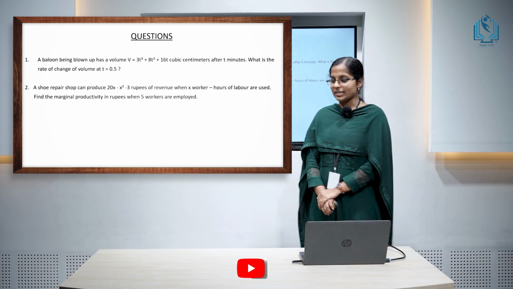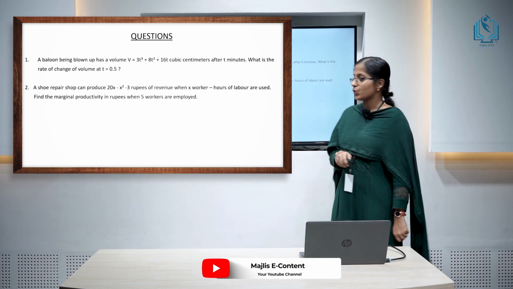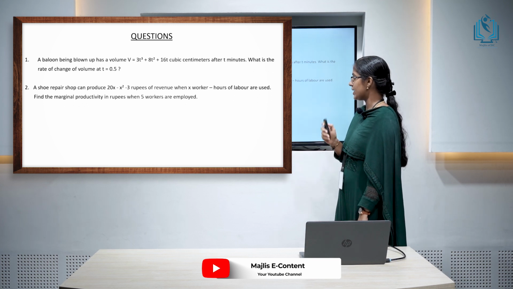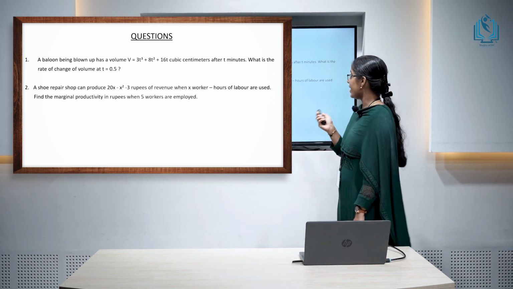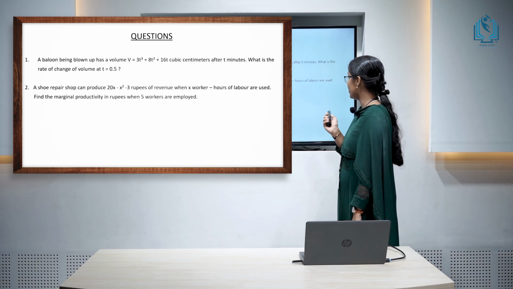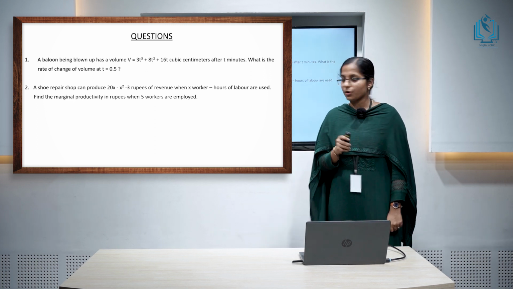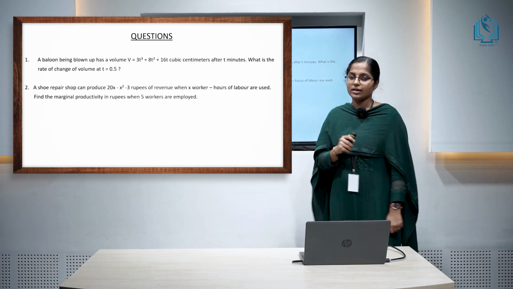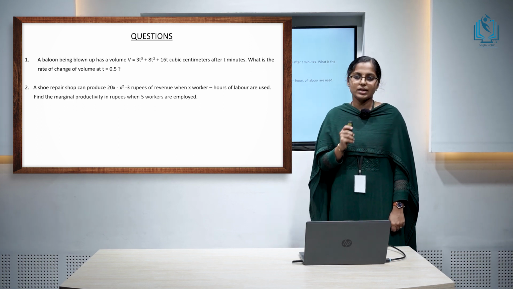And the second question is, a shoe repair shop can produce 20x minus x square minus 3 rupees of revenue when x worker hours of labor are used. Find the marginal productivity in rupees when 5 workers are employed. Here we have to find the instantaneous rate of change.